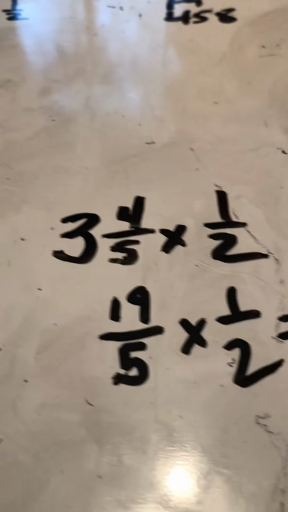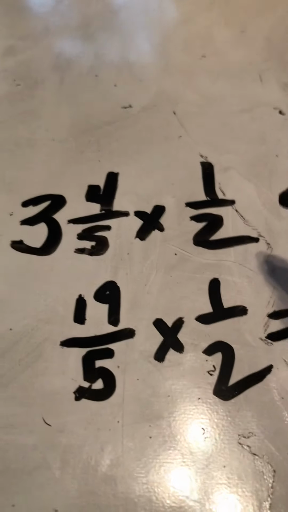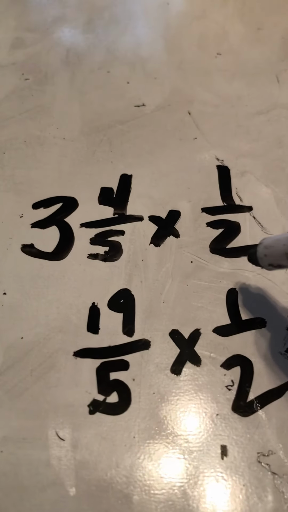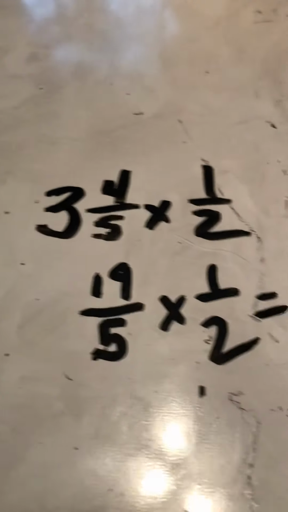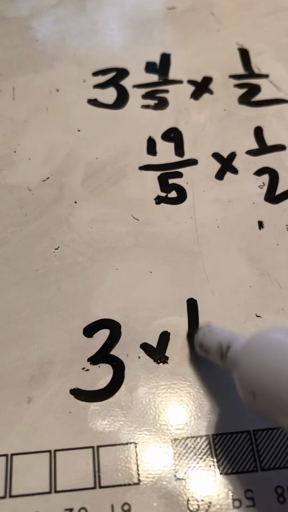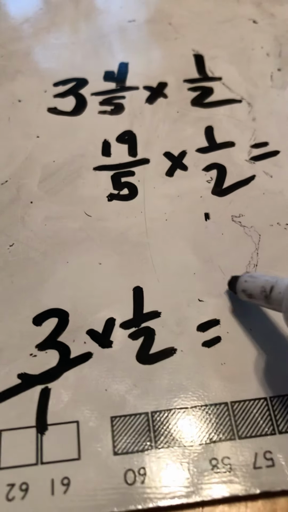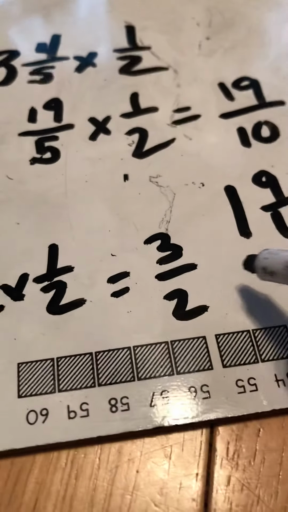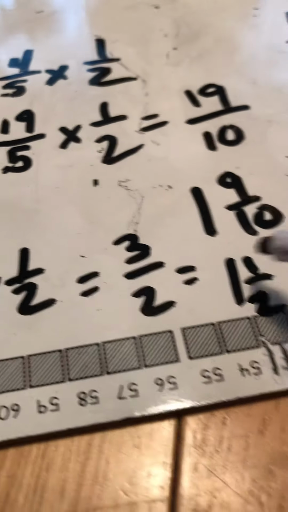So let's see, is there another way to solve this, do you think? I'm always looking for those other ways. What if I did like 3 times 1/2 first? So let me just see that. What happens if I did 3 times 1/2? So I'd have to put 3 over 1, right? And I get 3 over 2, which is an improper fraction. So I get 1 1/2.